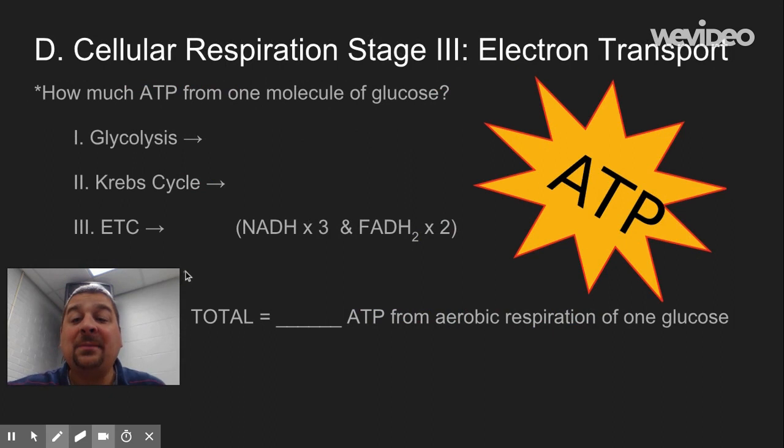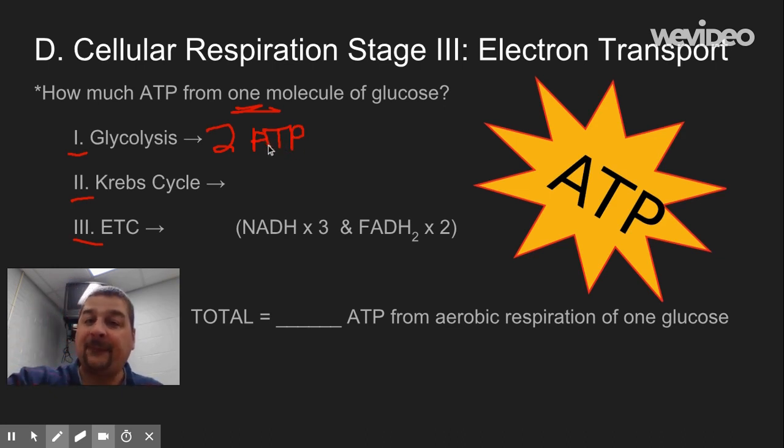Finally, how much ATP do we get from one molecule of glucose? Well, let's look back at the 3 steps of cellular respiration. Glycolysis, remember we got 2 ATP made directly. Remember we put 2 in, got 4 out, so we got a net gain of 2. The Krebs cycle also made 2 ATP directly. So there's 2 plus 2, there's 4.